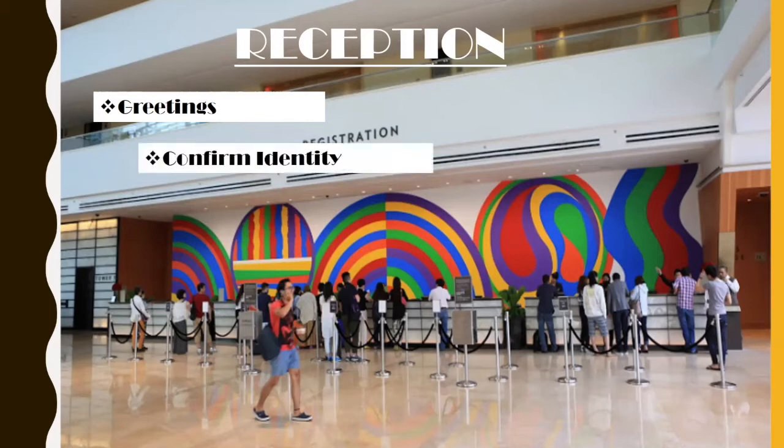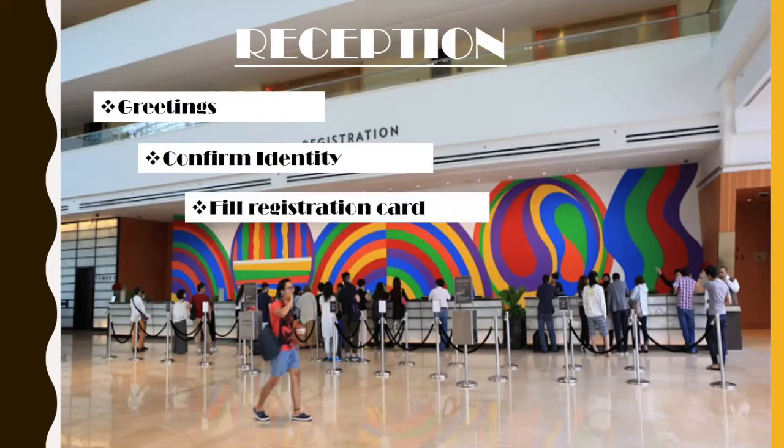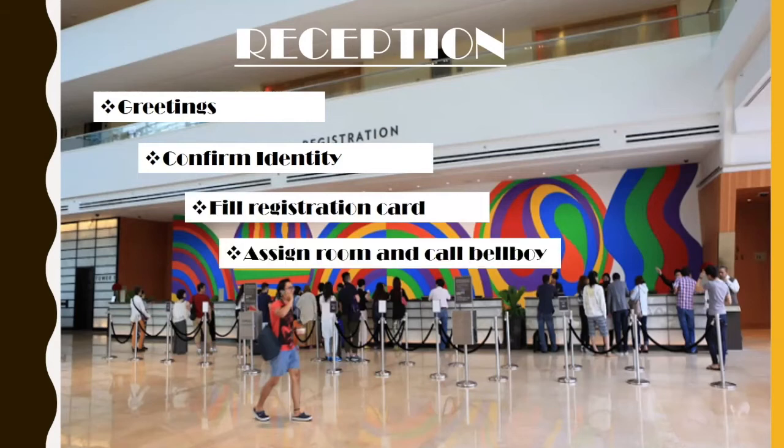The specific functions of reception are: first, to greet the guest on arrival. That is of utmost importance. They have to confirm the identity of the guest. Usually, a photo identity card is asked for verification. They fill out the registration card and all the details on it. They assign the room to the guest and call the bellboy to escort the guest to the room. If it's a VIP, probably a GRE would escort the guest, or if it's a very important person, sometimes the front office manager or the general manager also escorts the guest.